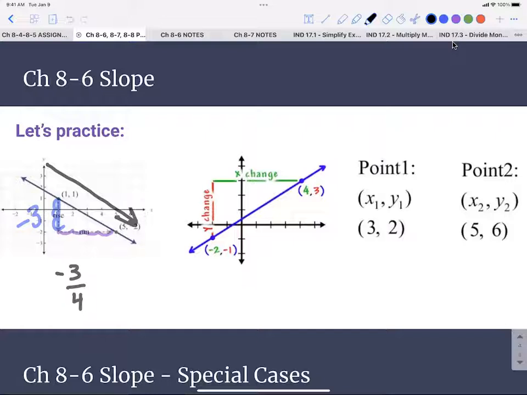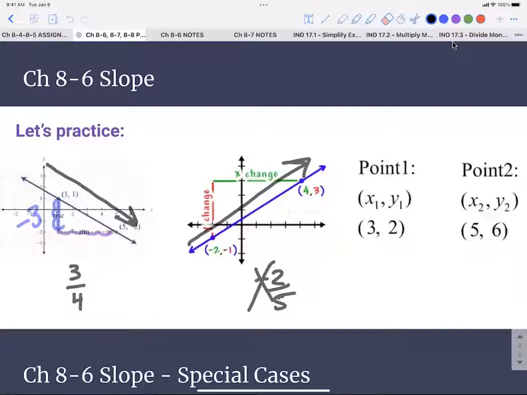If your slope is running uphill and you get something like -2 over 5, that should be a big red flag. Can't have a negative slope with a positive running uphill line. Same way with your downhill line. You can't get it if you forget and you just put 3/4, okay, which is pretty common.